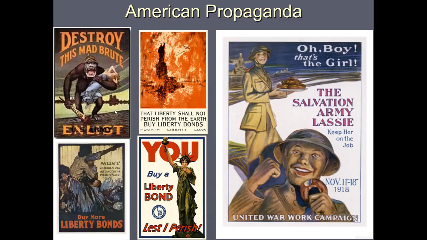And this is very similar to what the muckrakers did. Muckrakers were journalists that exposed the evils of society. With propaganda, these are people trying to sway the American emotion for the war, just like muckrakers were trying to sway the American people to ask the government to intervene. Well, this is no different. You're playing on emotions here.